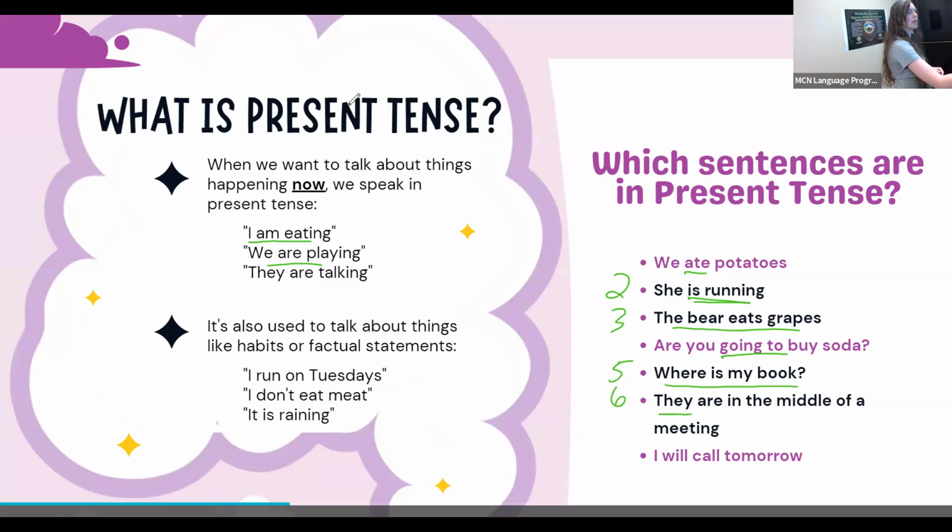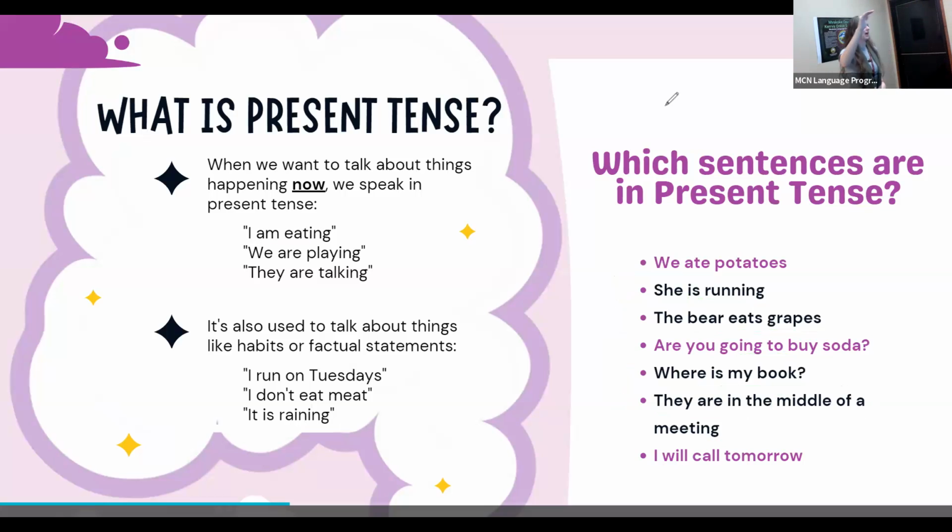And then they are in the middle of a meeting, right? In the middle of, right now. And then I will is our future. I will call tomorrow. Nice. Nice, and someone can put past, present continuous, present simple, future, subjunctive, present continuous, and future. Hey, you can write all those down if you want to look into those more. Awesome. Thank you so much.